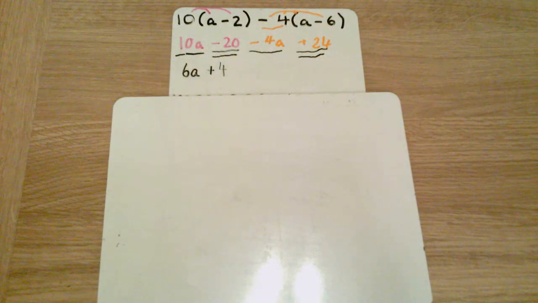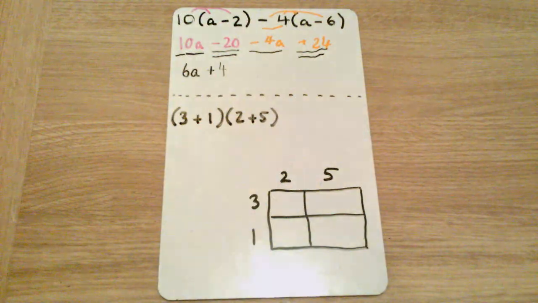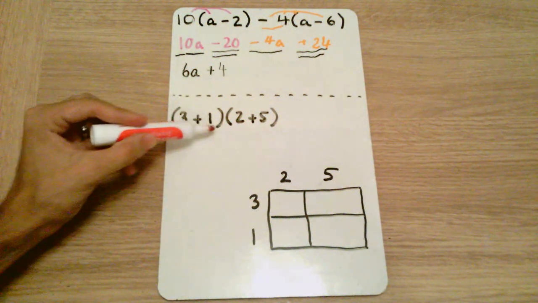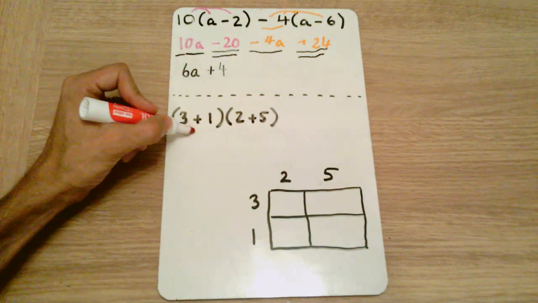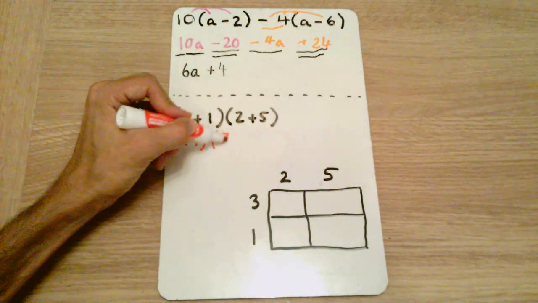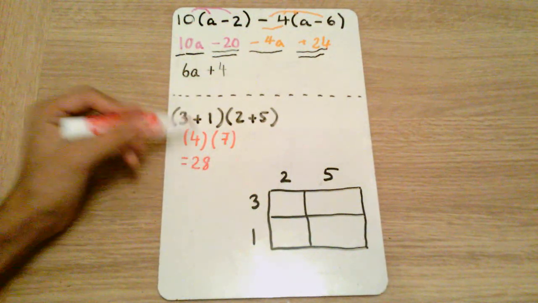Now that method or that process is going to be very important in what follows. Now below, I'm going to show us a starting point for the method of expanding double brackets. What I've got over here are two numbers in brackets, which are 3 plus 1 times by 2 plus 5. Whenever you have two brackets next to each other, it means times. This is technically the same as 4 times by 7, which is equal to 28 when we multiply those together.